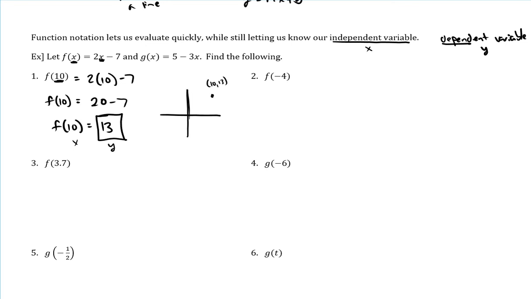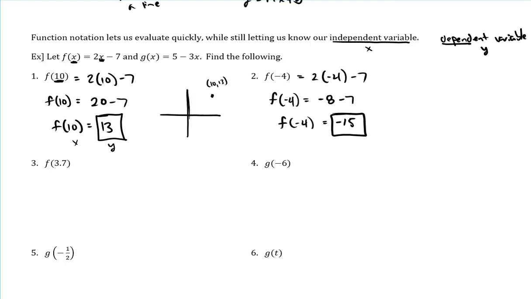And then with negative 4, again, we're just making sure we're plugging it in the right spots. So they're saying change those x's into negative 4s. So we have f of negative 4 is 2 times negative 4 minus 7. And then still continue with your order of operations. So 2 times negative 4 is negative 8. And then now we can do the subtraction. Negative 8 minus 7 is negative 15. There we go.